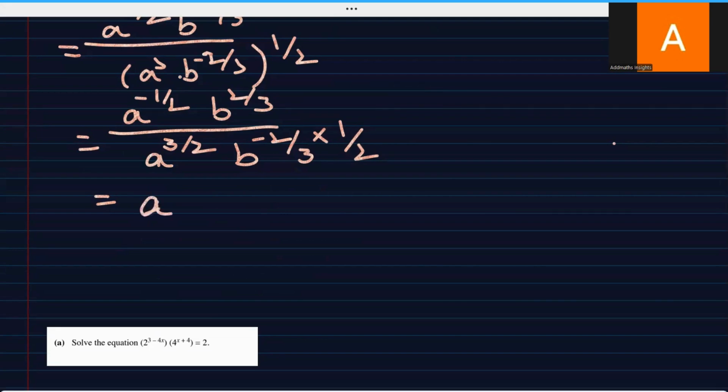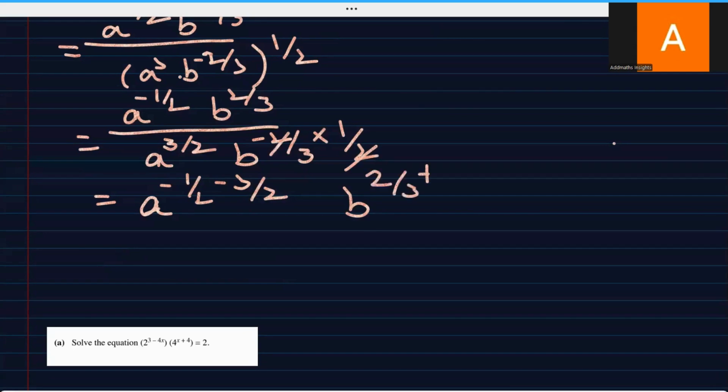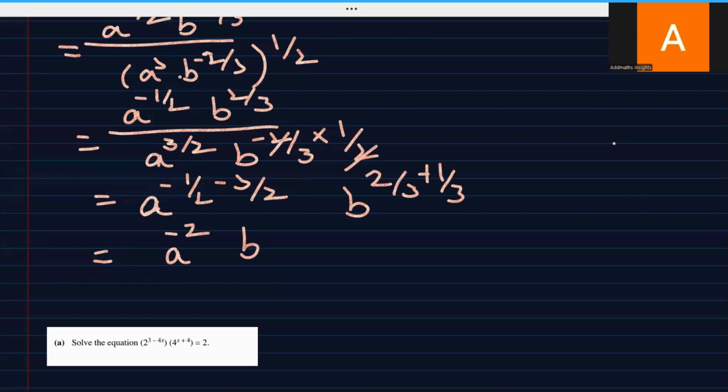You will write a raised to the power minus 1 by 2 and minus 3 by 2, and b raised to the power, when you simplify it you are left with minus 1 by 3 here, and when you take it up it becomes plus. So this is equal to a raised to the power minus 4 by 2, which is minus 2, and b raised to the power 2 by 3 plus 1 by 3 is 3 by 3, which means b raised to the power 1.